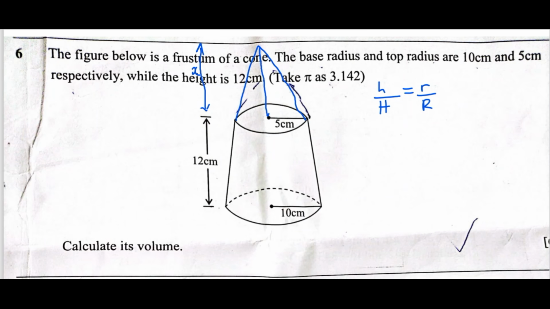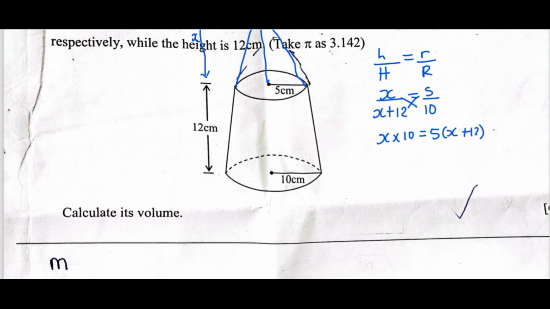So height of the smaller cone we don't have, we just say x. Then for the larger cone it is whatever the height is plus the given number, so it's x plus 12. Then here we are going to have 5 over 10. Cross multiply. So x will multiply by 10, 5 will multiply by x plus 12. So 10 times x is 10x, 5 times x is 5x, then 12 times 5 is 60.